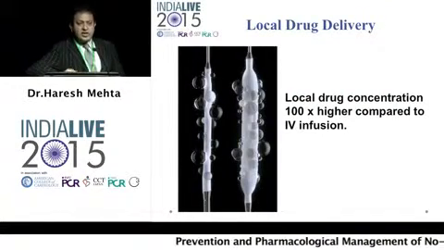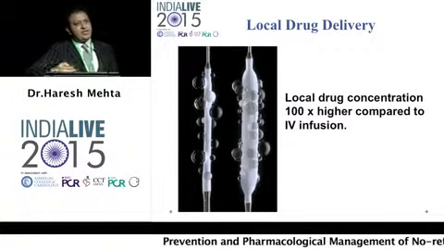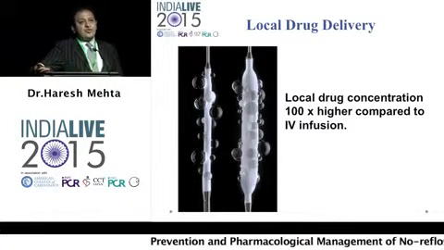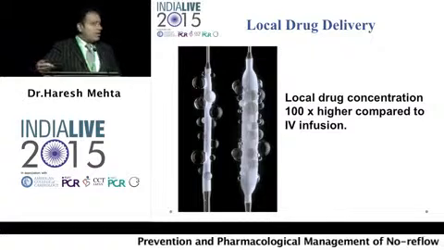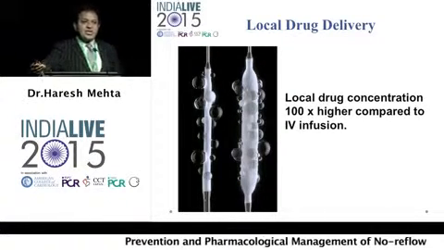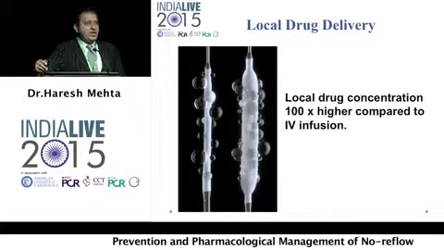And for local drug delivery, you have very clear catheters now where you can diffuse the drug while inflating the balloon at a low atmosphere, a clear way catheter. The concentration is 100 times more compared to IV infusion.